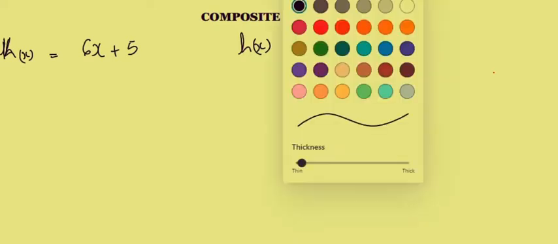Our next example is k of x is equal to 6x plus 5, and then we have h of x is equal to x minus 2. So we're going to do different questions from this.